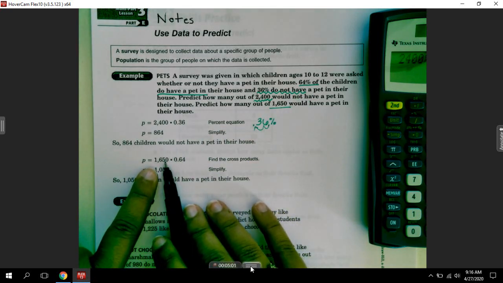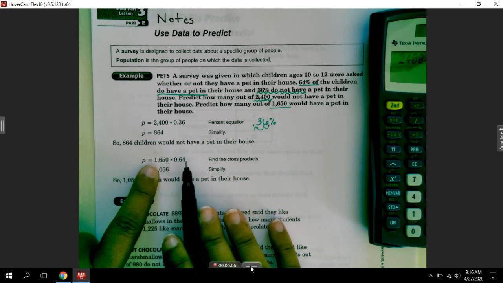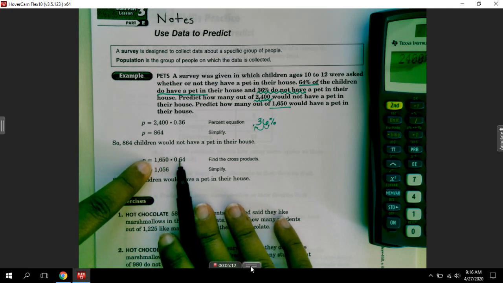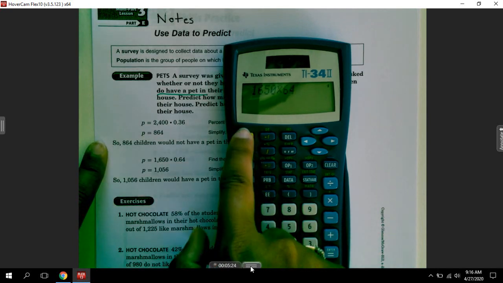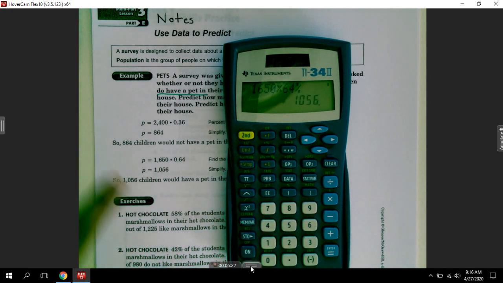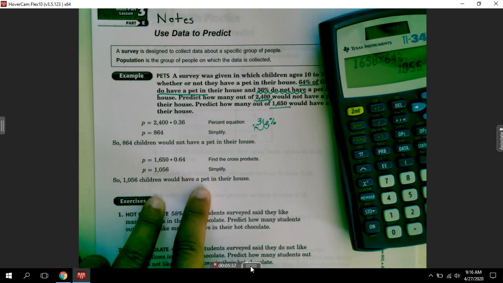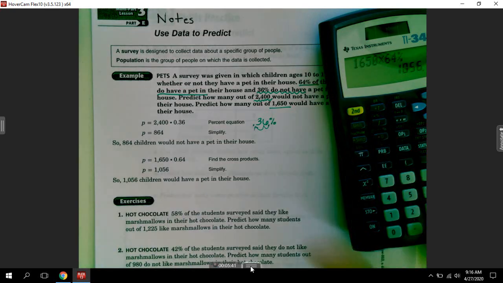Okay, so I've got 1,650 people, that's the total number of people that we're looking at. And then we know that 64% of them would have a pet in their house. So we're multiplying by 0.64, or remember you can multiply by the percent sign. So you can say 1,650 times 64%. And you still get the same number. So 1,056 children would have a pet in their house. Okay, so super simple. You're just taking that total amount of people and multiplying by the percent that they give you.